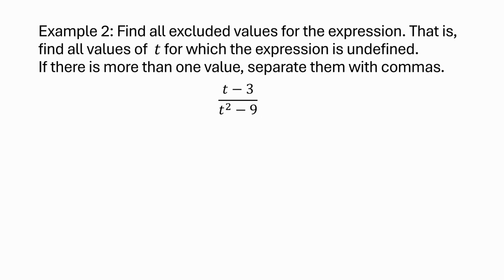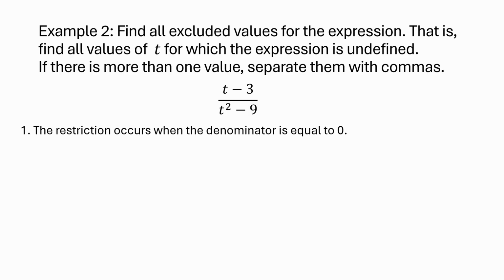Example 2: find all excluded values for the expression. That is, find all values of t for which the expression is undefined. If there is more than one value, separate them with commas. The numerator is t minus 3, and in the denominator we have t squared minus 9. Again, the restriction occurs when the denominator is equal to 0. So our goal is to find what values of t will make the denominator equal to 0, so we set the denominator equal to 0.